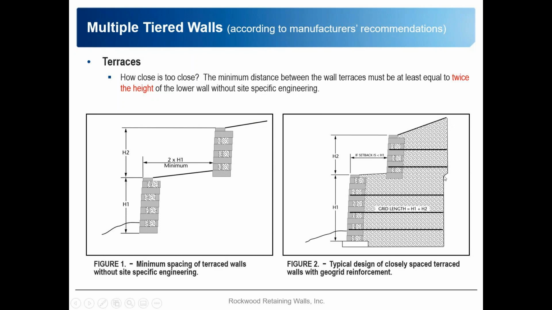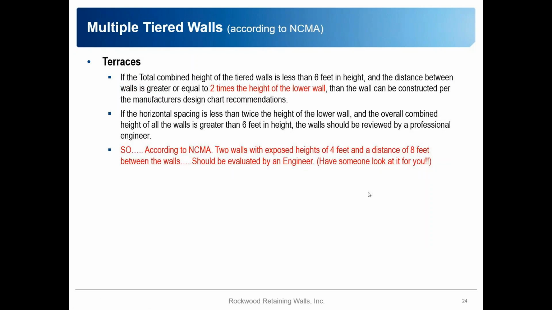So it's certainly okay to have tiered walls closer than twice the height. It's just that they will impact. This upper wall in this diagram is putting additional load and surcharge on the wall below it. That's what Rockwood says in terms of the design recommendations for tiered walls.